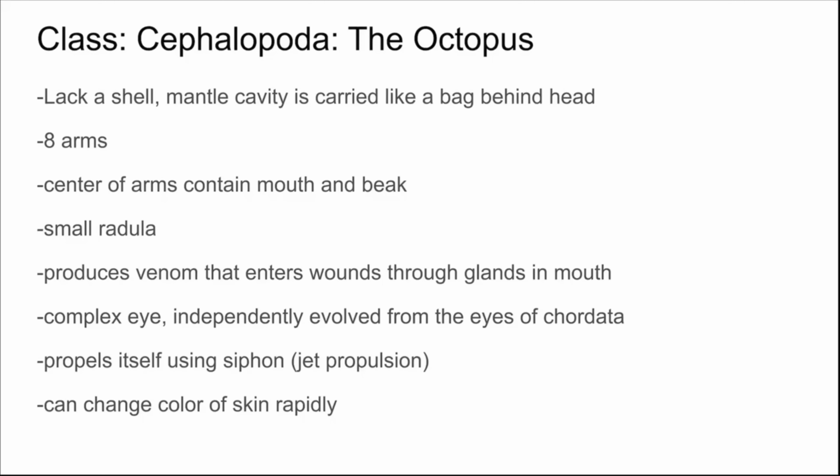This is actually an incredible example of convergent evolution, and we'll look at that a little more closely. The octopus propels itself using a siphon. This siphon pushes jets of water out. The octopus can also change the color of its skin rapidly.